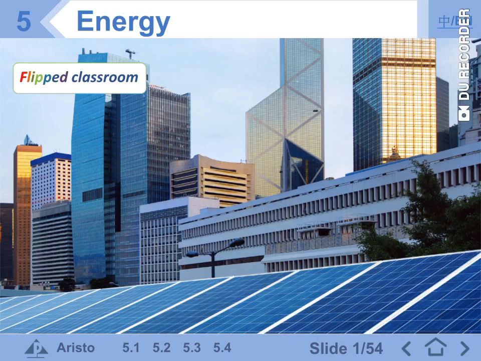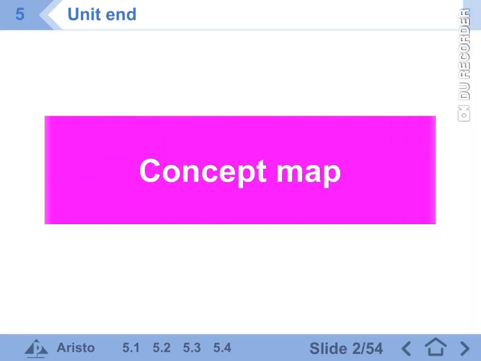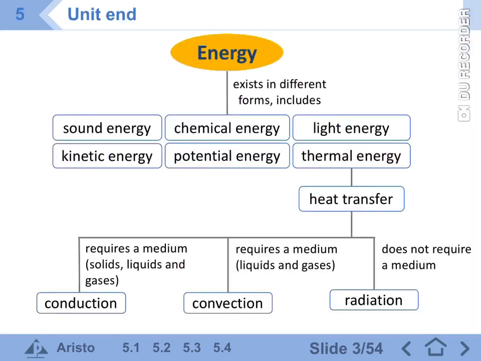And now we come to the Chapter 5 Summary. Let's take a look at Chapter 5, which is on page 135, the concept map. In here, we know that energy can be divided into 6 different kinds: sound, kinetic, chemical, potential, light and thermal. So there are 6 kinds of energy that we talk about.